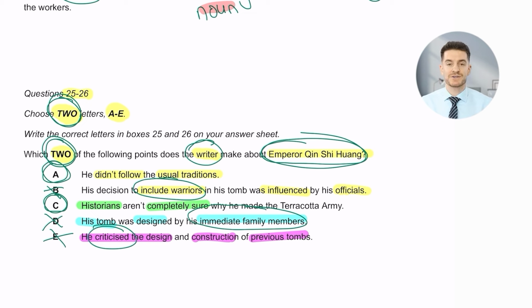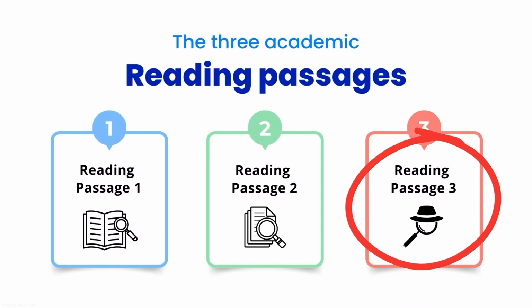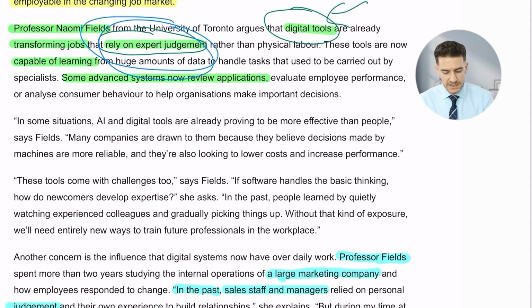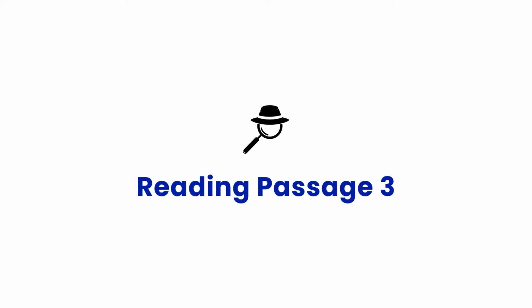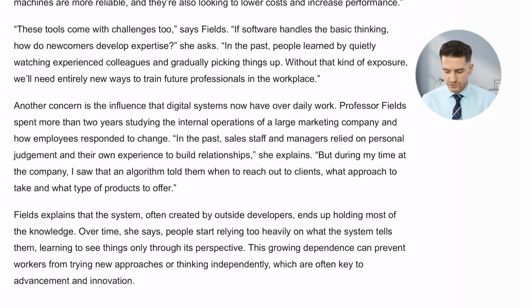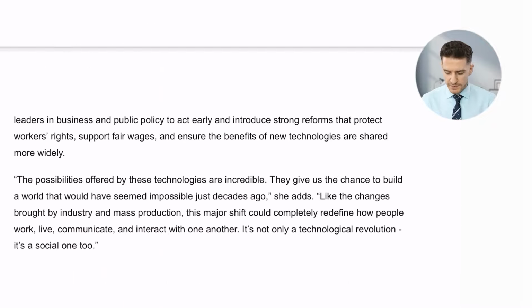Welcome to the final passage of the IELTS reading test, and it's usually the hardest. The language is more academic, the ideas are more complex, and time pressure can really start to build. On the screen now, you can see our passage 3. It's called Technology and the Changing Workplace. Now, let's go straight down to the questions. We won't waste any time.